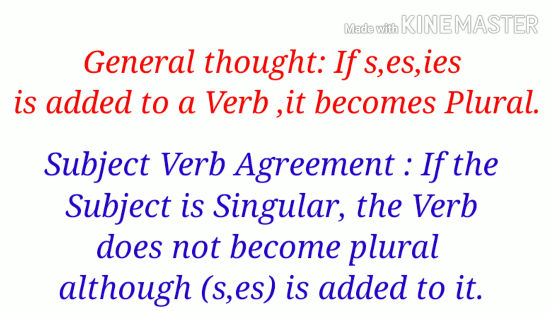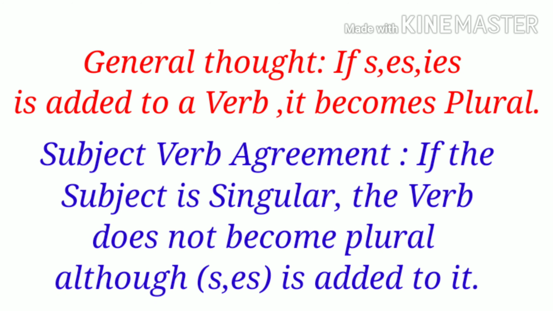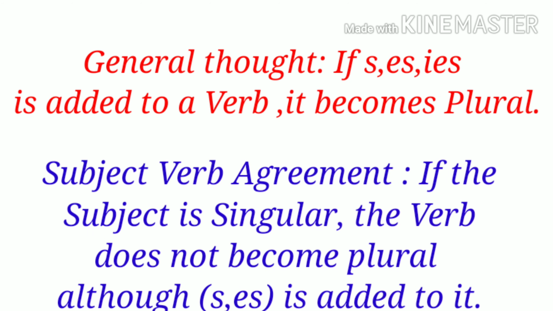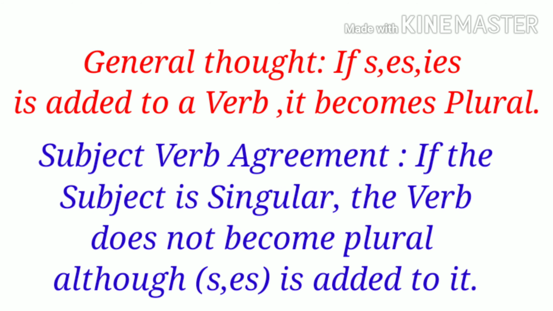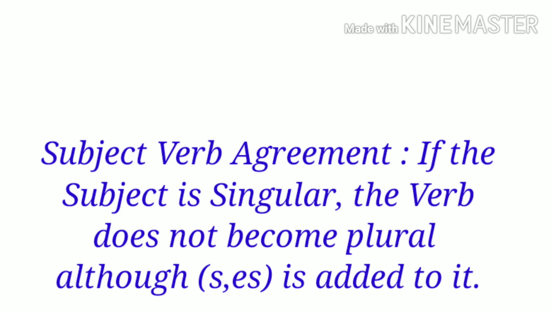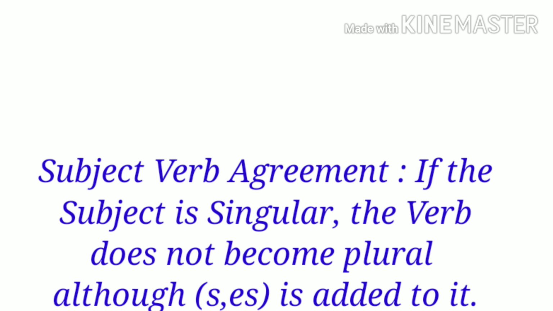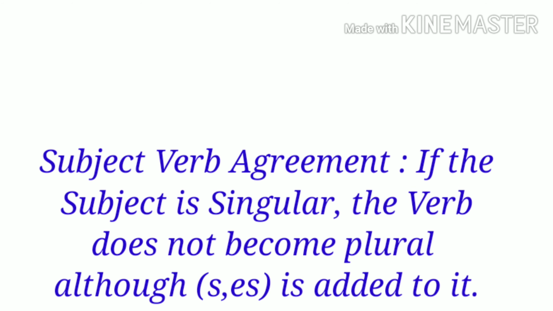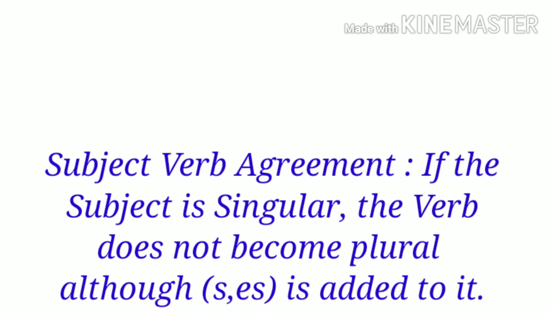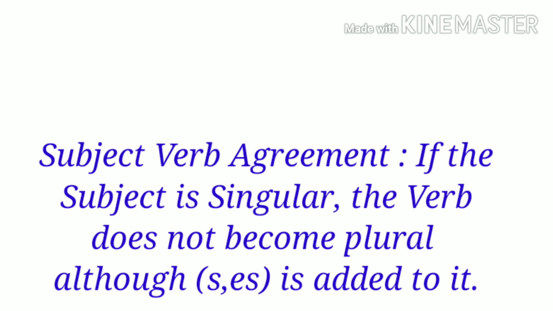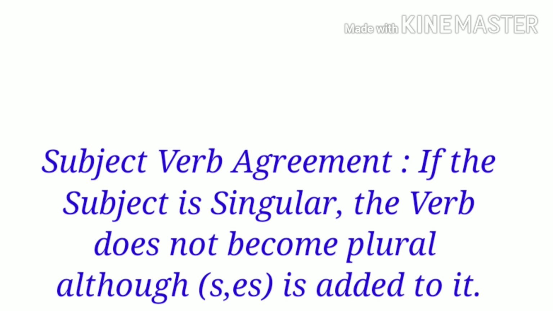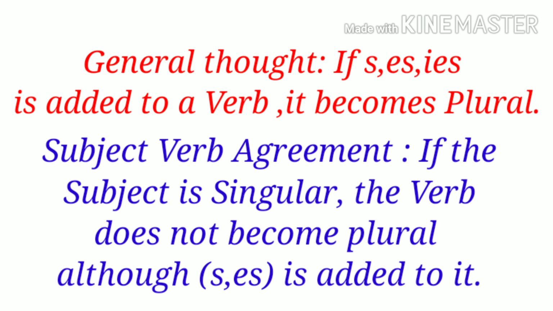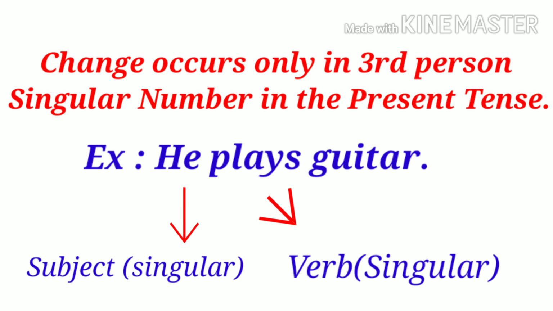Clear? There is a general thought that if we add s to a verb, then it becomes plural, right? But in subject verb agreement, the case is different. Here, if s is added to a verb, then the verb that agrees with the subject becomes singular, although s is added to it. Clear? I repeat that if we add s to a verb, then it doesn't always become plural. Sometimes it has to agree with the subject and it has to become singular. This is a subject verb agreement in English grammar.